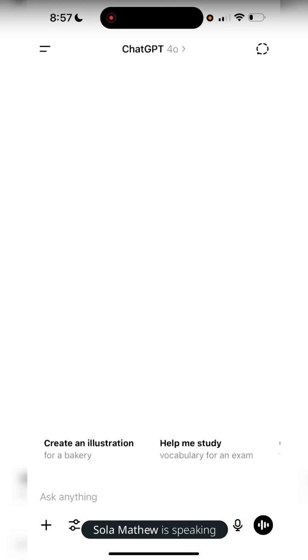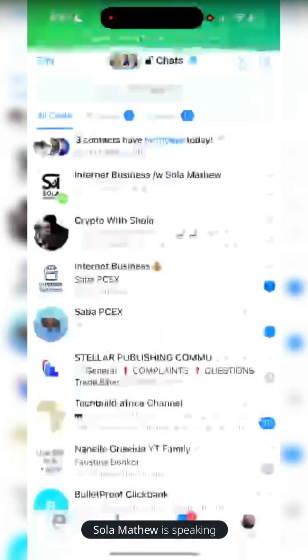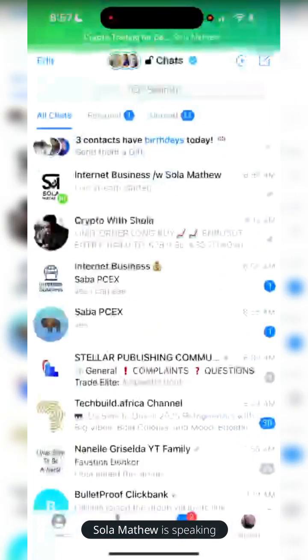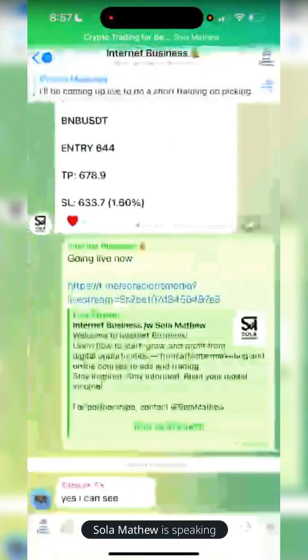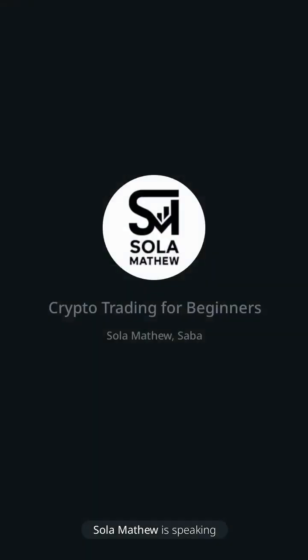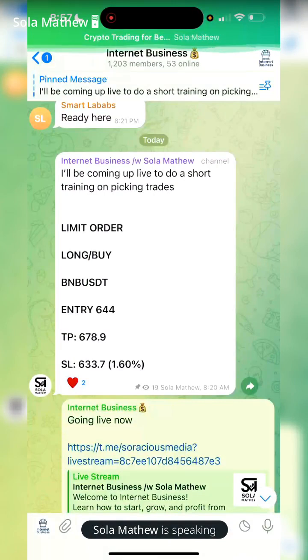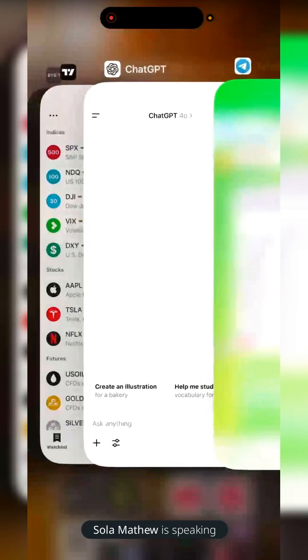For example, there's a signal in this group that we just pasted. It's in this crypto group, but I have pasted it here so you can just copy this. But if you are using the Crypto with Sola group, you will need to go to the group and type it manually, because you can't copy and paste in that group. So what I would do now is go to ChatGPT.